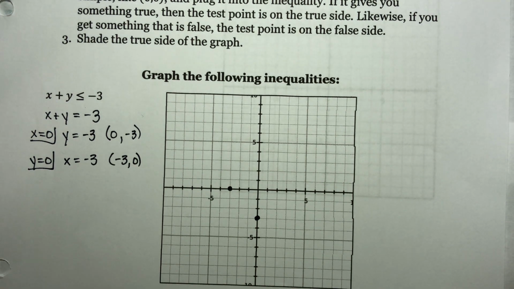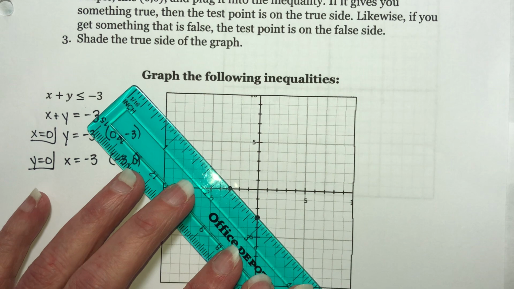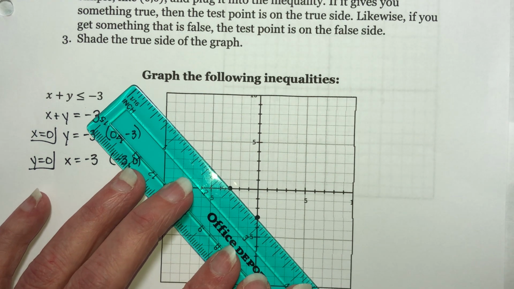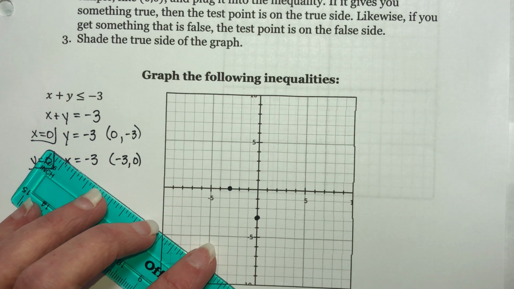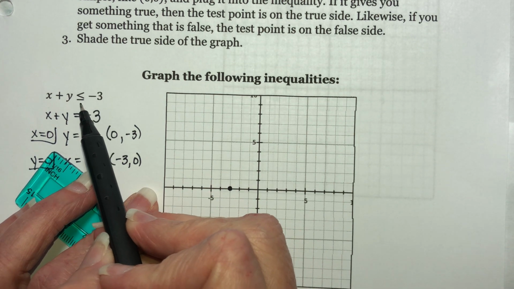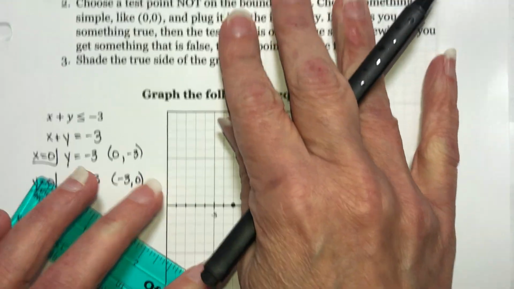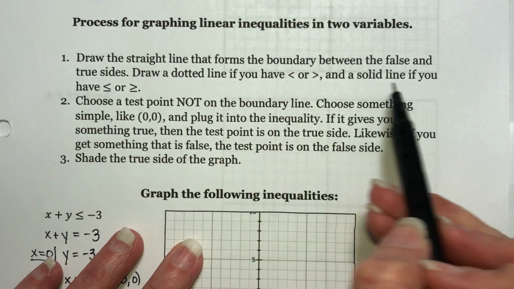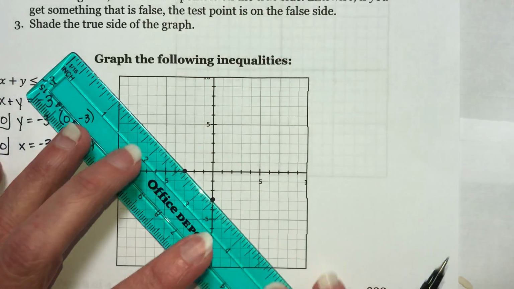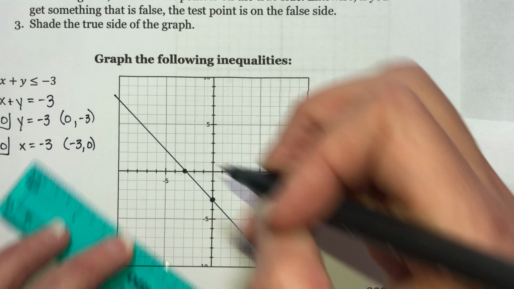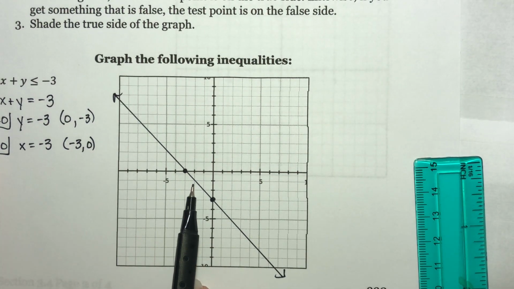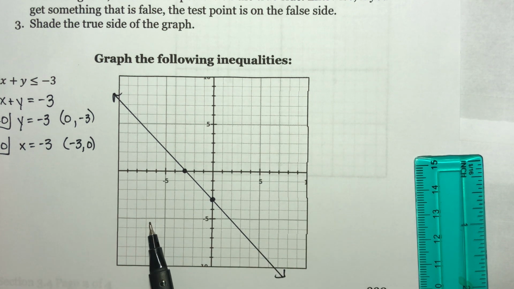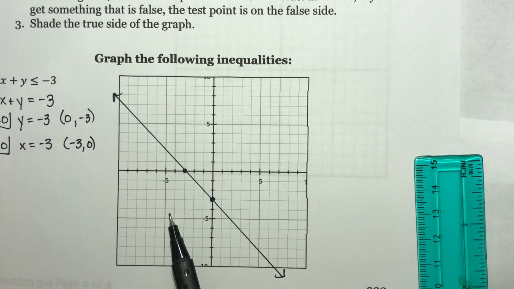Okay, so I know enough to figure out the boundary line now. So I know my boundary line is going to look like this. What I don't know at this point is whether it is supposed to be a dotted line or a solid line. So I come back up to here, and I see this little line on it. And with the line, with the equal to part, we use a solid line, okay? So just graph your solid line. Now what this does is it does separate things between a true side and a false side. And right now, I don't know which is which.